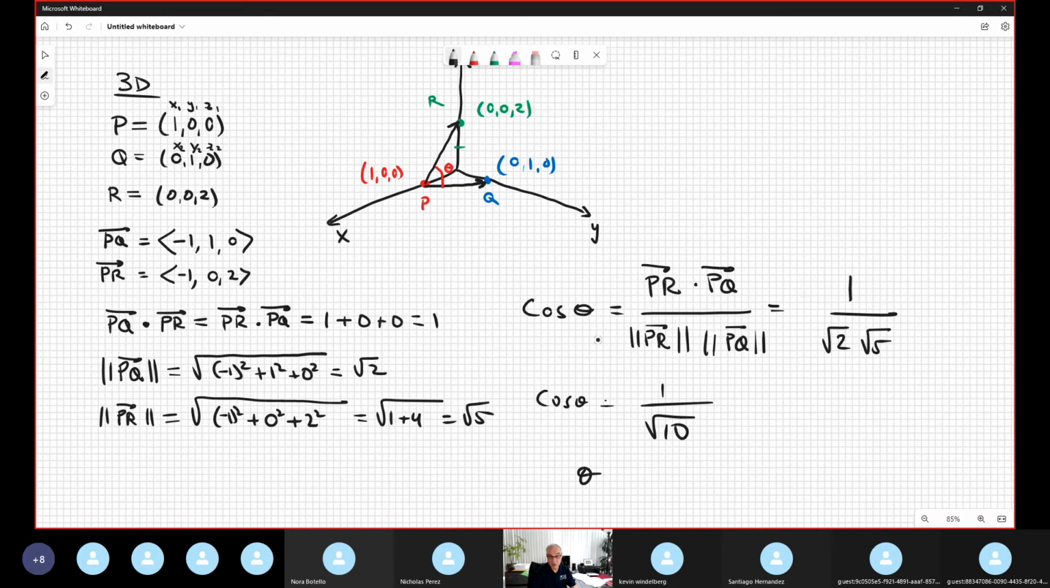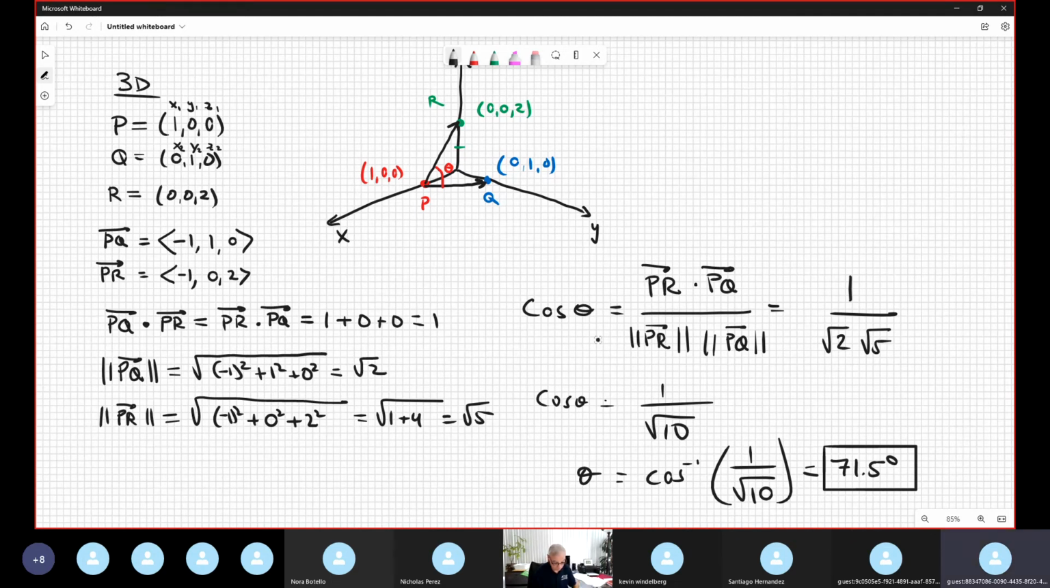Okay, and now find cosine inverse of this. We expect, logically, it's an acute value, an acute number. It is 71.5 degrees. Okay, try to check it on your own calculator. It's correct.